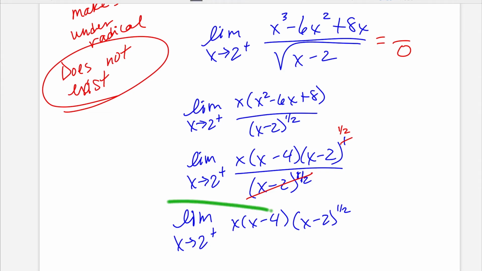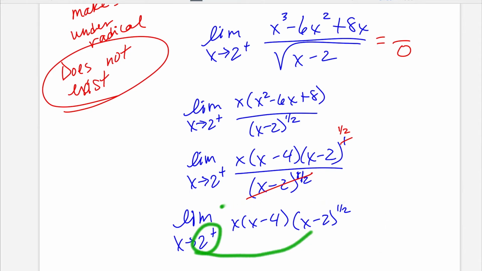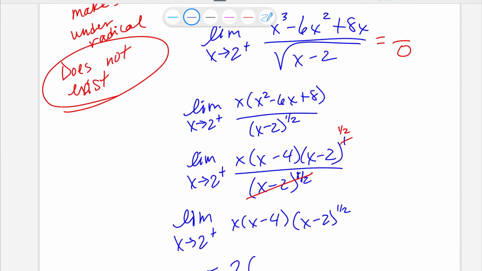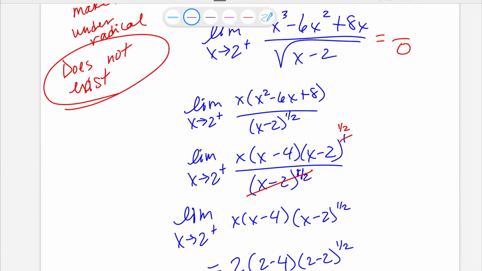And check out what just happened. I no longer have something in the denominator, so I no longer have an issue. We took care of the fact that I can't have a negative under the radical by taking it to the right from the beginning, so we're good there too. Now you just plug it in. So 2 times 2 minus 4, and then 2 minus 2 to the 1/2. That's all you need to know. Anything times 0 is 0. So we have a 0 here.